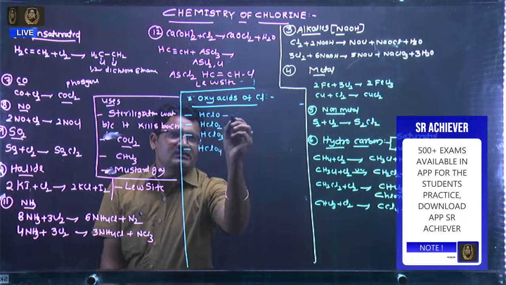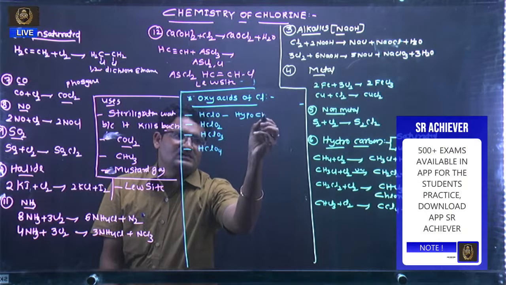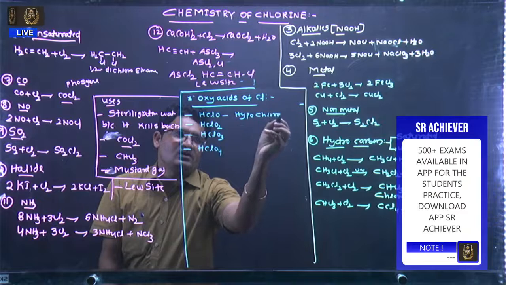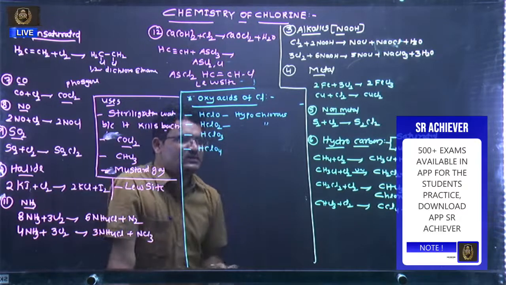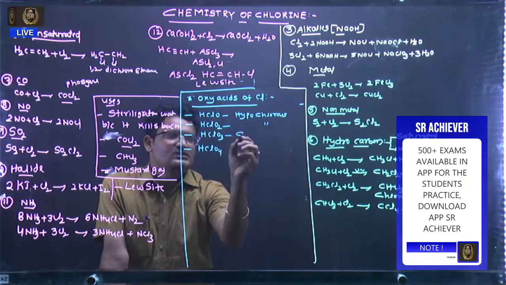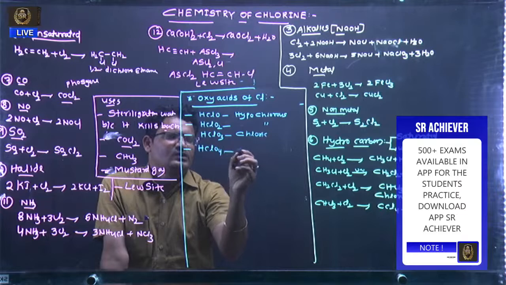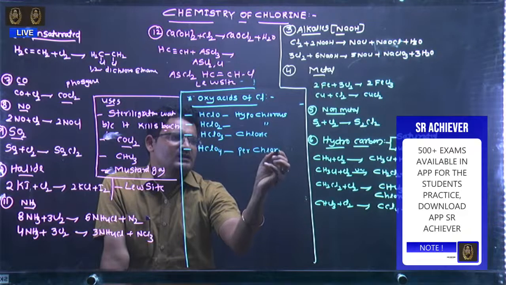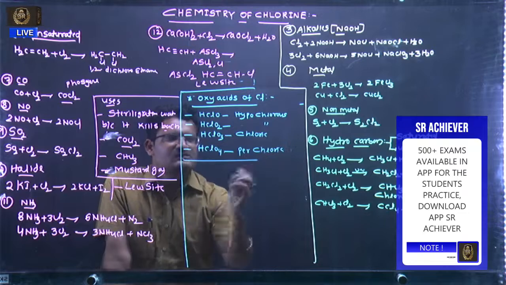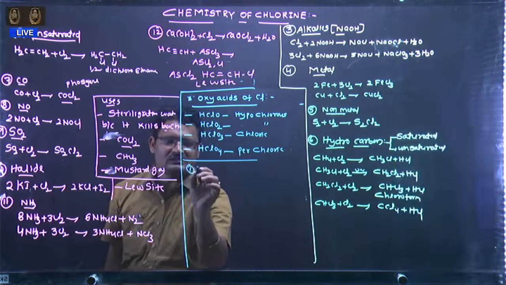This HClO is hypochlorous acid. The second one is chlorous acid. The third one is chloric acid. And the fourth one is perchloric acid. Now let us discuss them one by one. First, HClO.